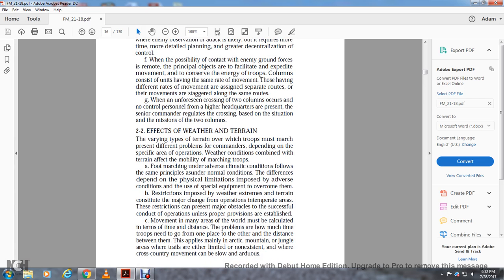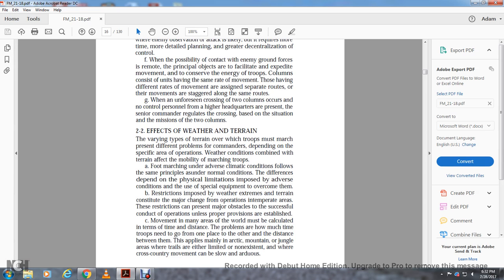2-2, the effects of weather and terrain. The various types of terrain over which troops march present different problems to the commander, depending on the specific areas of operation. The conditions combined with the terrain affect the mobility of the marching troops. Foot marching under adverse climate conditions follows the same principles as under normal conditions. The difference depends on physical limitations imposed by diverse conditions that require special equipment to overcome them.